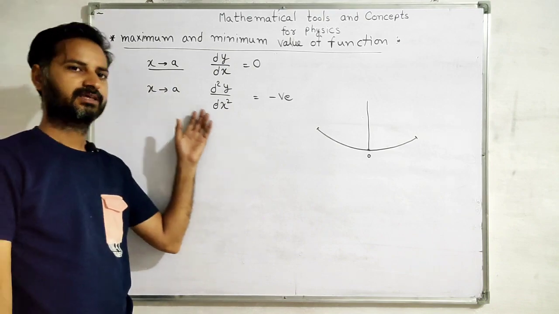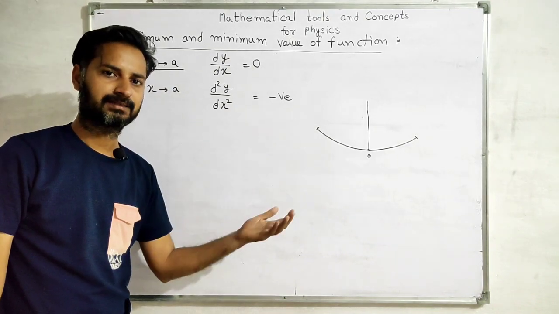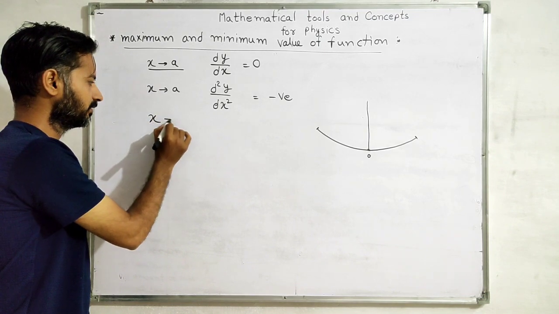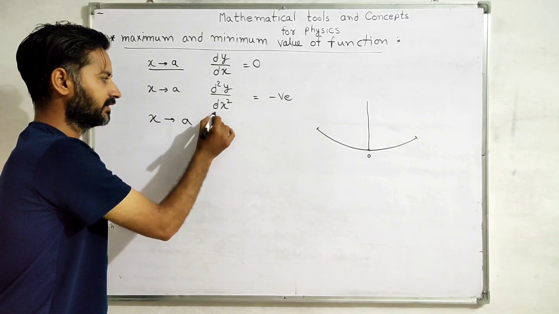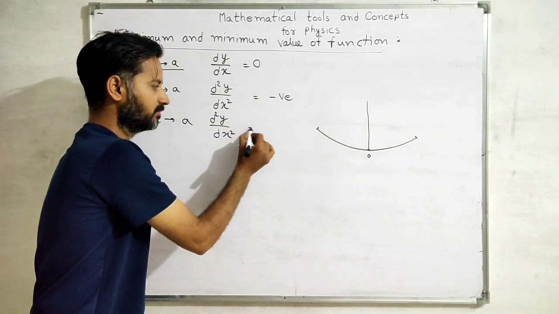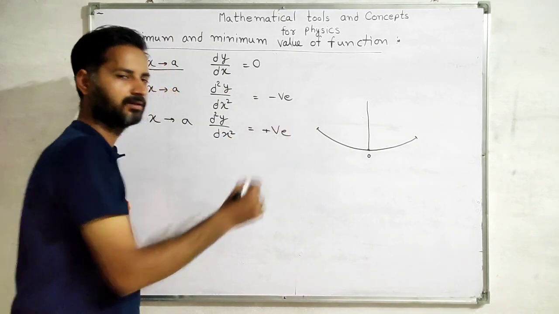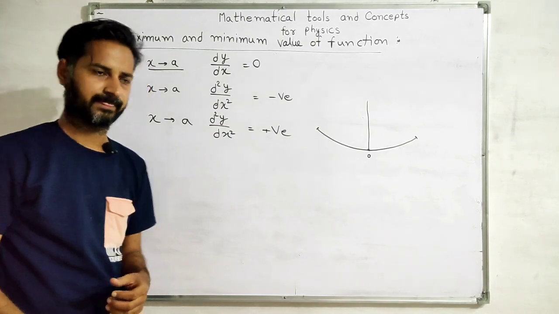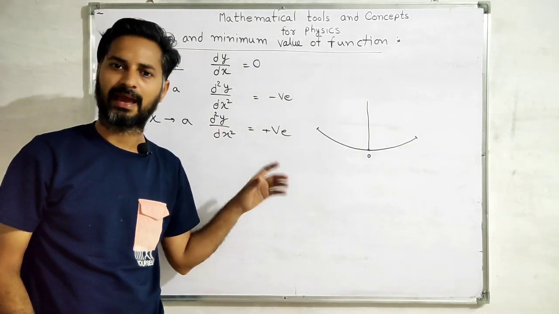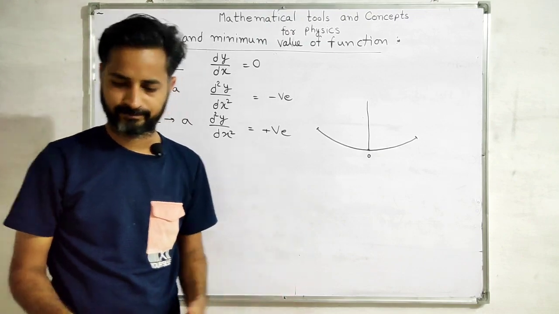Then this function will be maxima or maximum, and if at point a the second derivative we get positive, then the function will be minimum. For understanding this better, we will take example later.